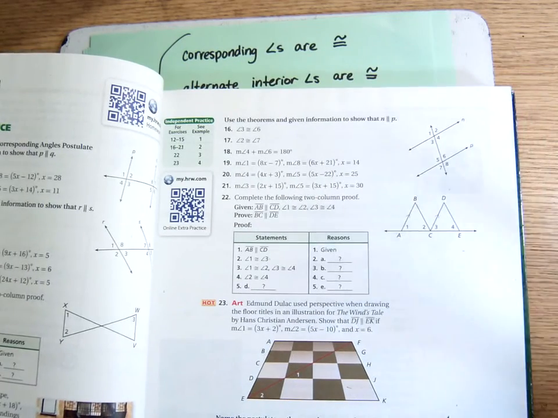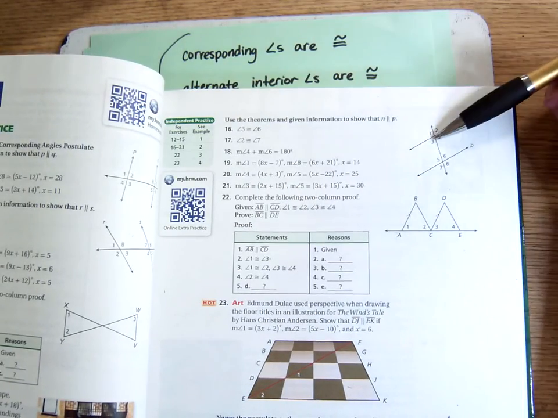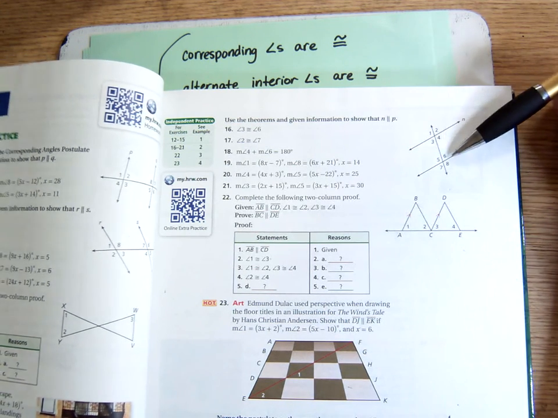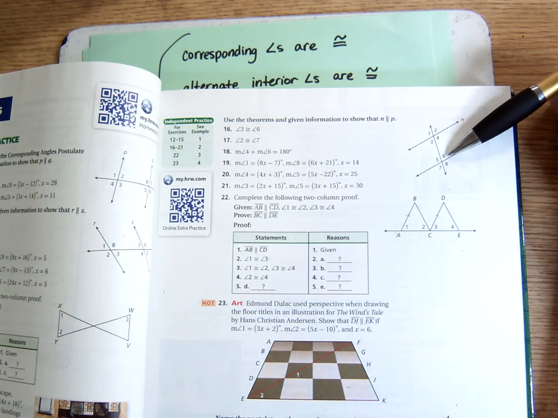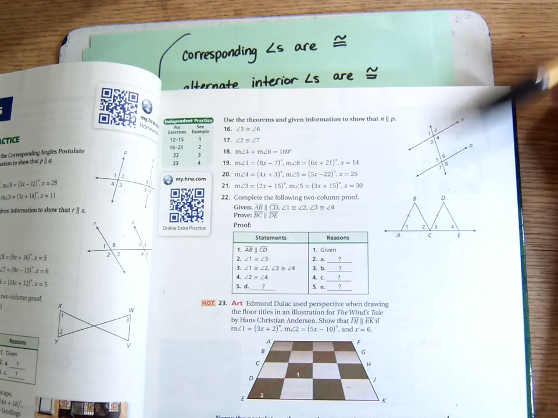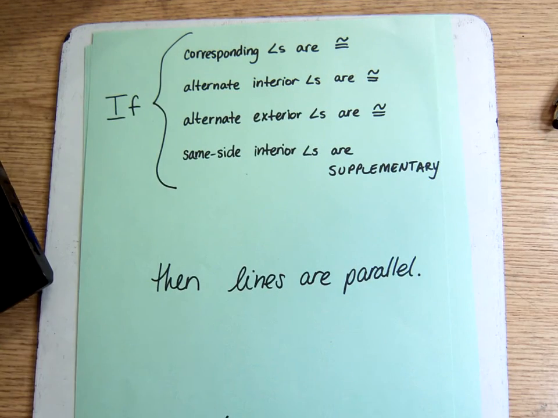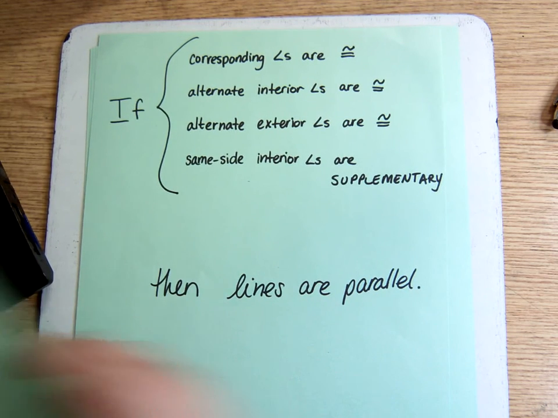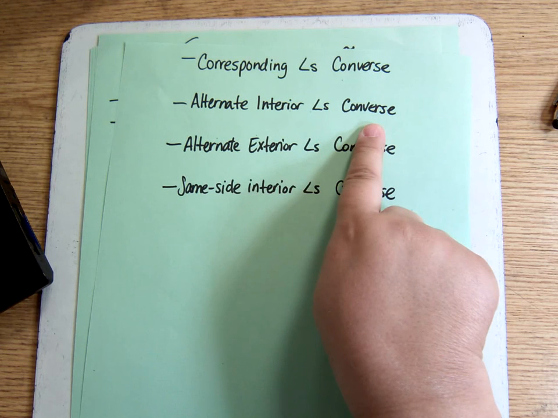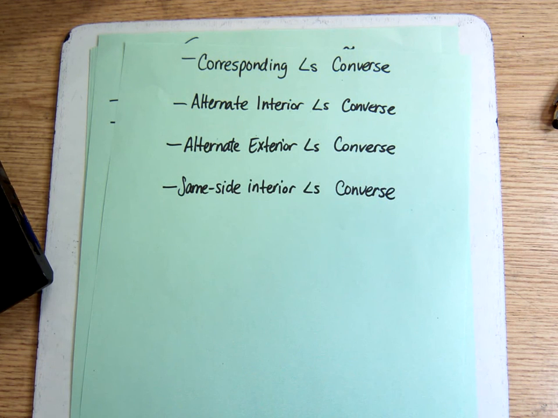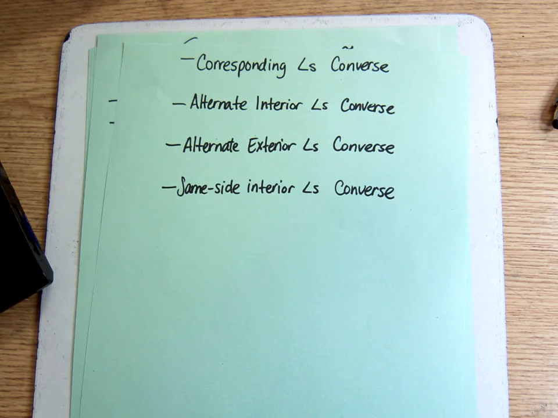So for instance, in number 16, it says angle 3 is congruent to angle 6. First I have to figure out what type of angle pair those are. Those are alternate interior angles. And we have a converse theorem that says if alternate interior angles are congruent, then the lines are parallel. That's the alternate interior angles converse. So everything you do on pages 90 and 91 is about the converses. That's really what's going on in your homework. You're comparing the original theorems to the converse theorems. Hope that helps.